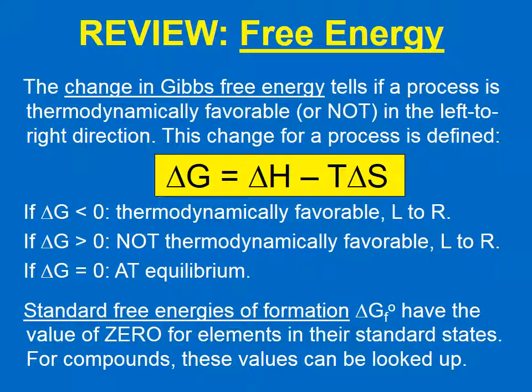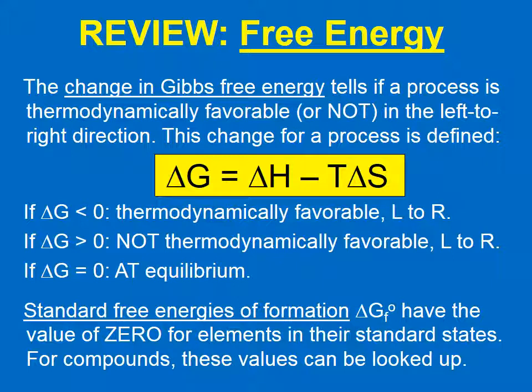Let's review free energy. The change in Gibbs free energy tells if a process is thermodynamically favorable, or not, in the left to right direction. This change for a process is defined: delta G equals delta H minus T delta S. If delta G is less than 0, thermodynamically favorable left to right. If delta G is greater than 0, not thermodynamically favorable left to right. If delta G equals 0, at equilibrium.